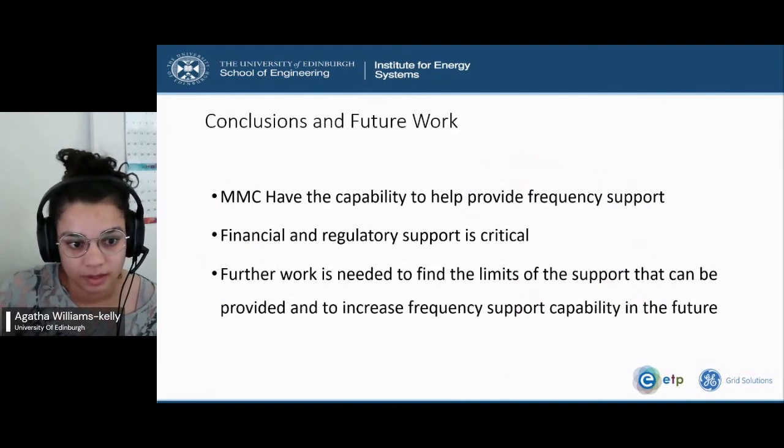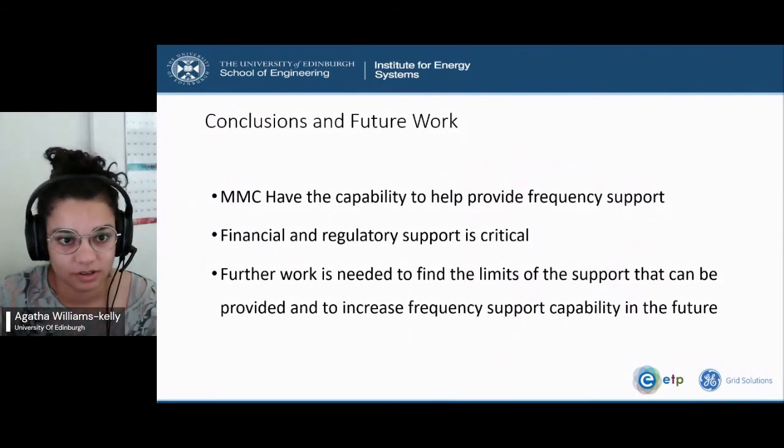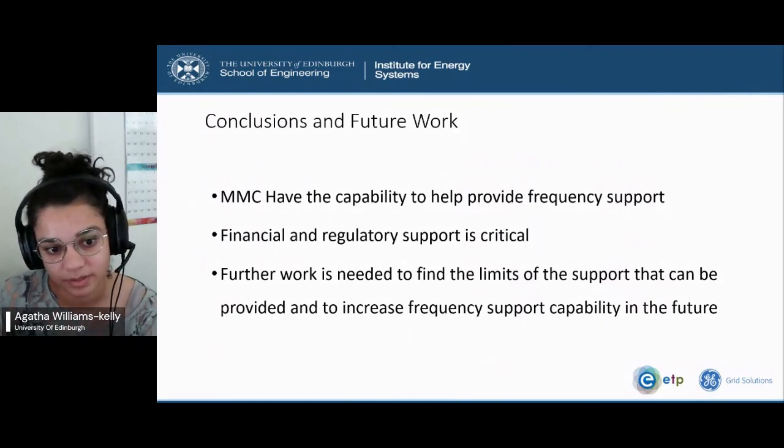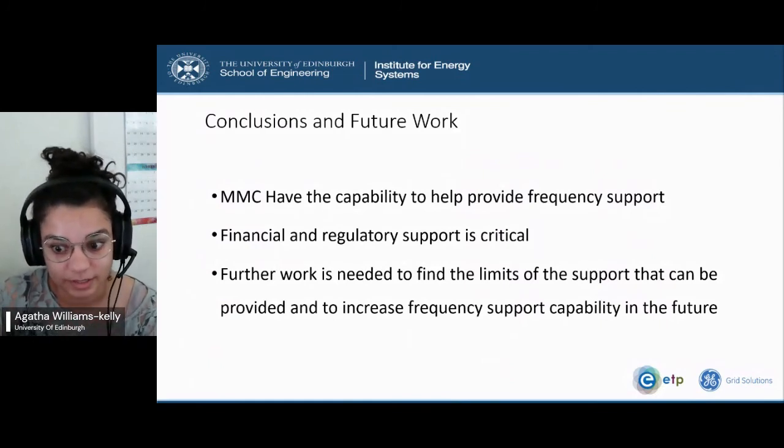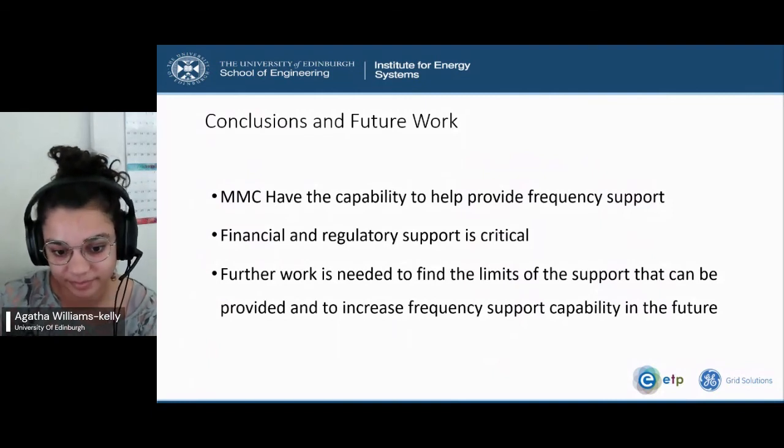But then the next steps are definitely to look at how the limits that I found could be expanded using just some control changes, and also to have a look at adding some batteries or other storage into the system to reduce the need for that fast ramp across the DC link as well.